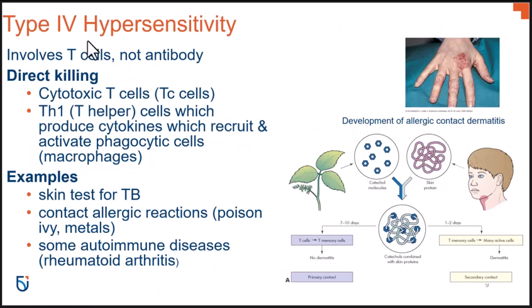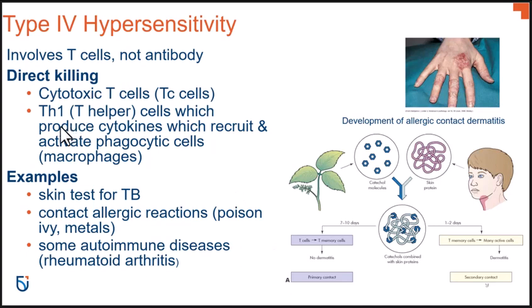Now on to type 4 hypersensitivity. Type 1, 2, and 3, as you might recall, are mediated by antibodies. We talked a lot about antibodies. But type 4 hypersensitivity reactions are instead mediated by T cells or T lymphocytes, so not involving antibodies. Type 4 mechanisms occur either through cytotoxic T cells or your helper T cells.